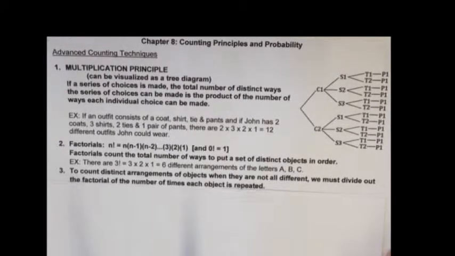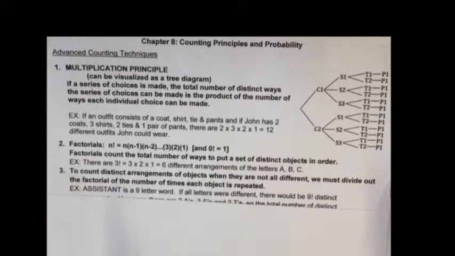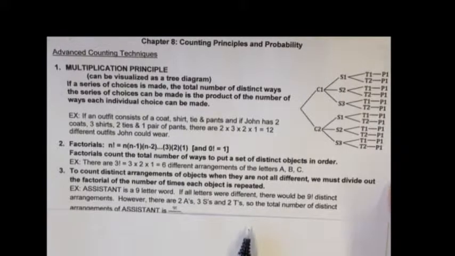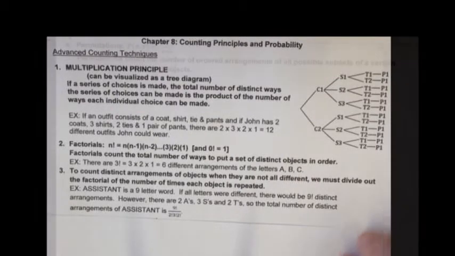Thirdly, if you want to count distinct arrangements of objects when they're not all different, you've got to divide out the factorial of the number of times each object is repeated. For example, if you take the letters in the word assistant, that's 9 letters. If all the letters happen to be different, that would be 9 factorial distinct arrangements. However, since there are 2 A's, 3 S's, and 2 T's, you've got to divide out 2 factorial times 3 factorial times 2 factorial. 2 factorial for the A's, 3 factorial for the S's, and 2 factorial for the T's.